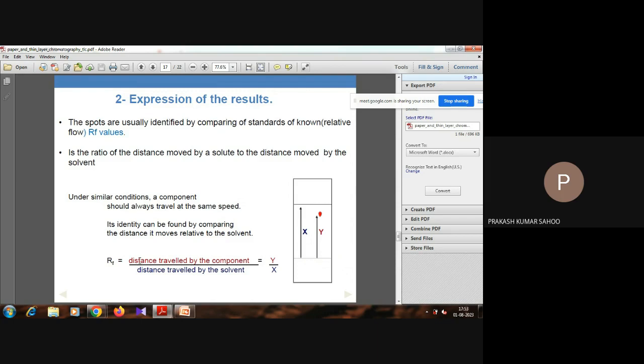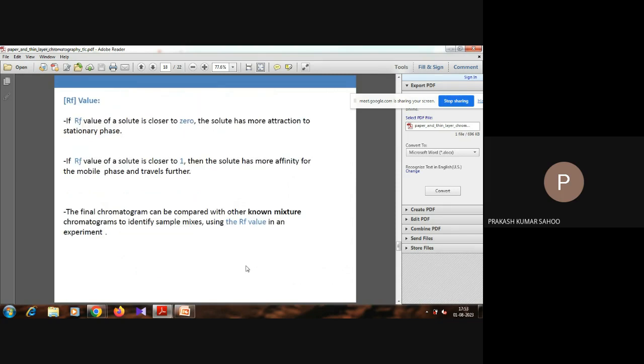That means it is the distance covered by the solute divided by the distance covered by the mobile phase. The solvent is the mobile phase, and the distance covered by the component means the distance covered by the solute, that is the stationary phase. So this is also ds by dm. If the RF value is close to 0, it has more attraction to the stationary phase. If the RF value is close to 1, the solute has more affinity for the mobile phase and travels further. The final chromatogram can be compared with other known mixture chromatograms to identify the sample mixtures.